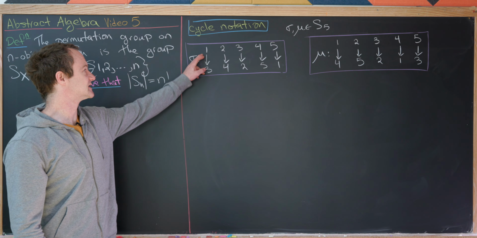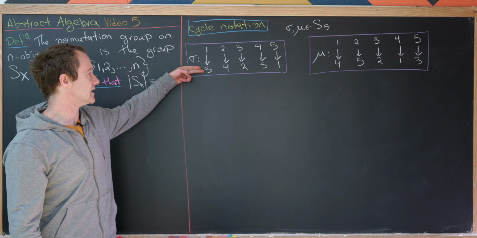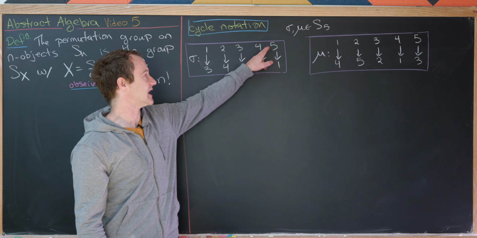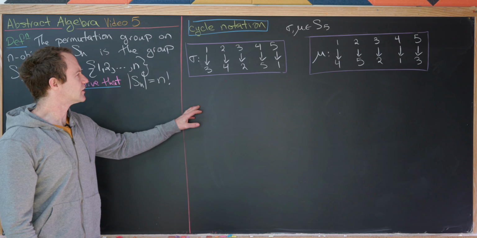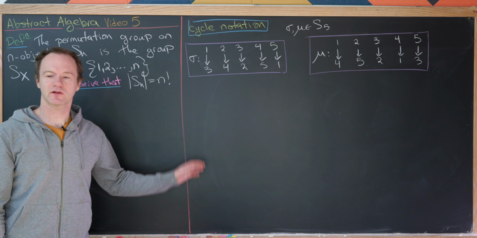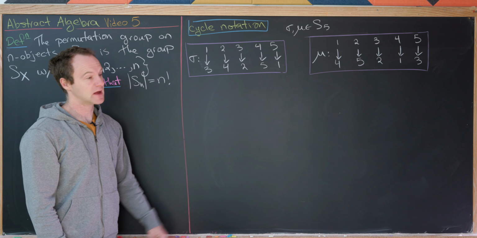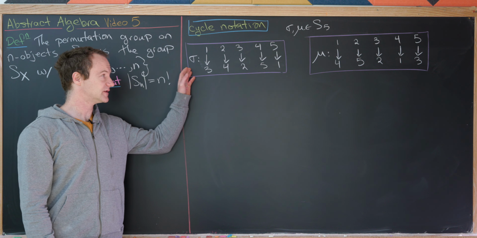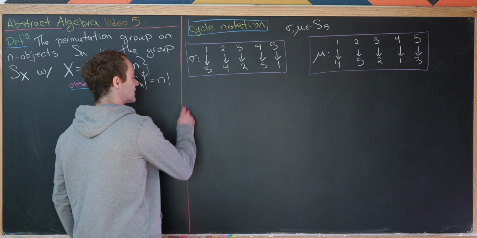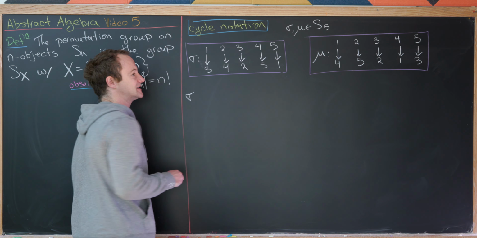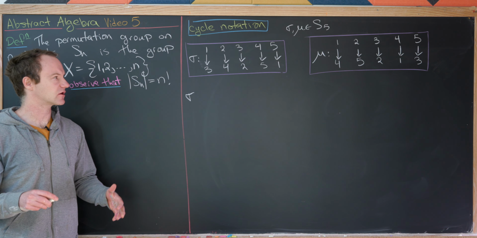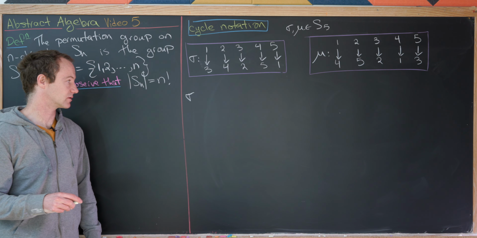So briefly, sigma takes 1 to 3, 2 to 4, 3 to 2, 4 to 5, I should say, and 5 back to 1. So that means that sigma evaluated at 1 is 3, and so on and so forth, like we saw on the previous board. And now we'd like to put all of this information into a more compact form. Okay, so let's get started. I'm just going to talk our way through this example, and after we've seen this with a few examples, I think it'll be fairly clear how to write this down in general.